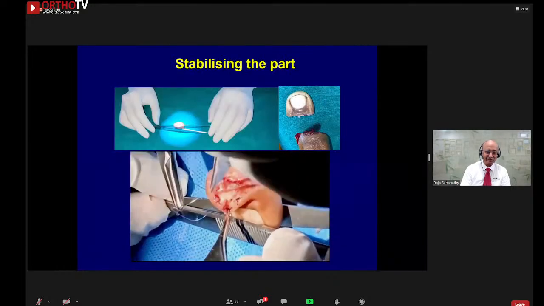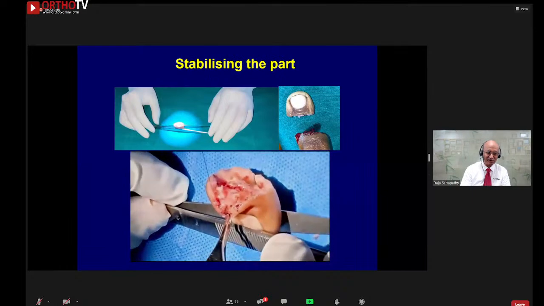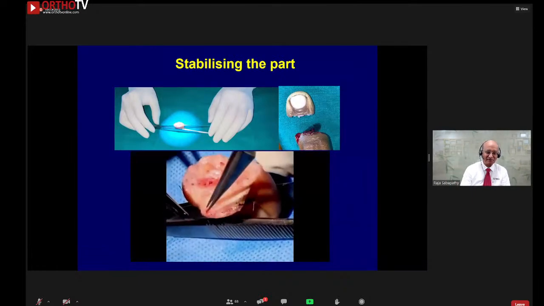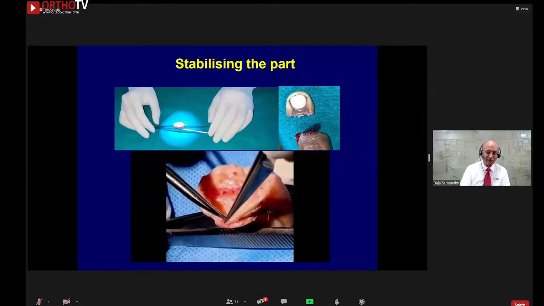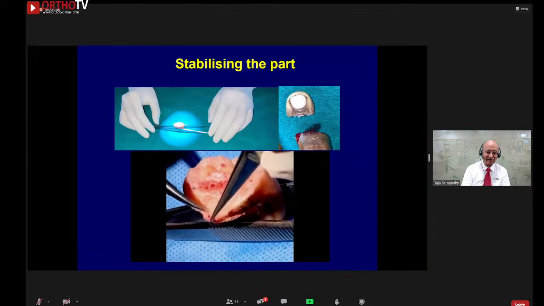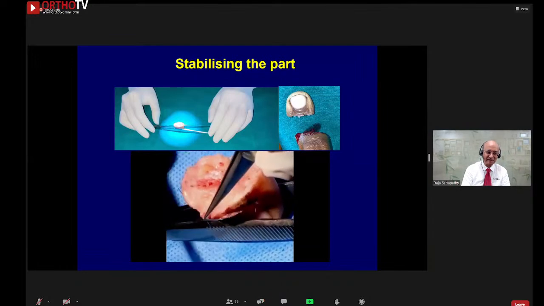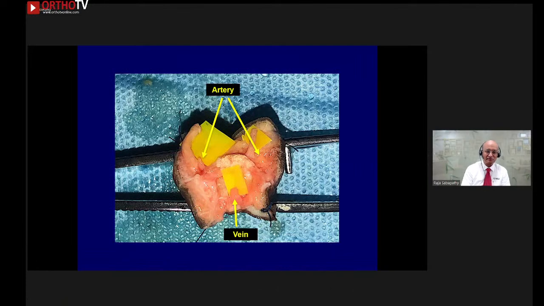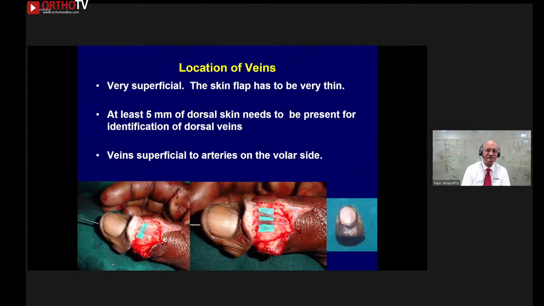Another thing which my colleague Hari thought of was asking somebody to hold it like this. This again is very good because you put it and then you can hold it round. So now you can find out the vessels. This is another technique which we found, which could be quite useful. Once we do that, we mark the veins and arteries, all of them.